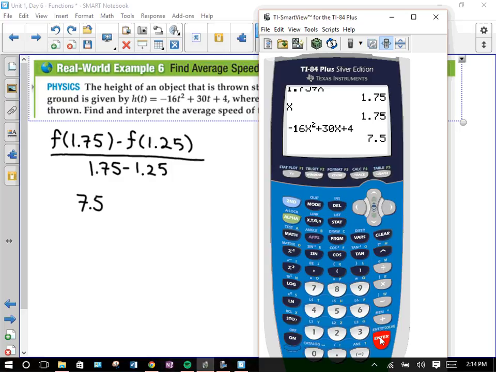Then I can do 1.25. So now I'm going to hit store, 1.25, store that as x. So now x is 1.25, I replaced it. So I have to go negative 16x squared plus 30x plus 4. Enter?